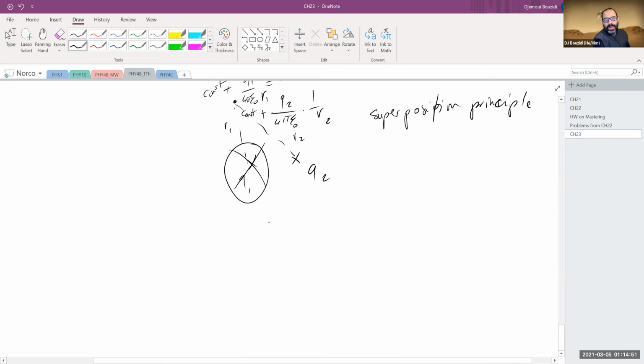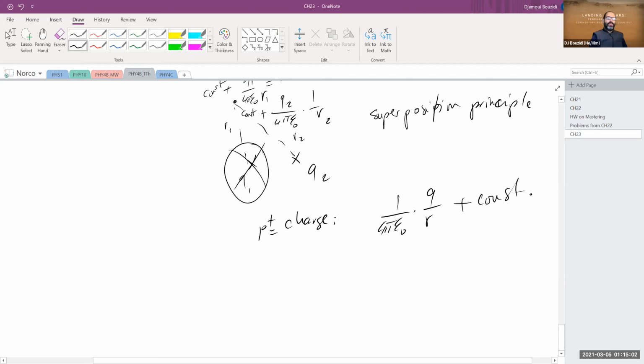So for a point charge, it's 1 over 4 pi epsilon naught times Q over R, plus, of course, a constant. It's always there, a constant. When you're dealing with potential, there is always a constant. It's only defined within a constant, that's all. Because most of the time what matters is the difference in potential. It's not the potential itself that matters.